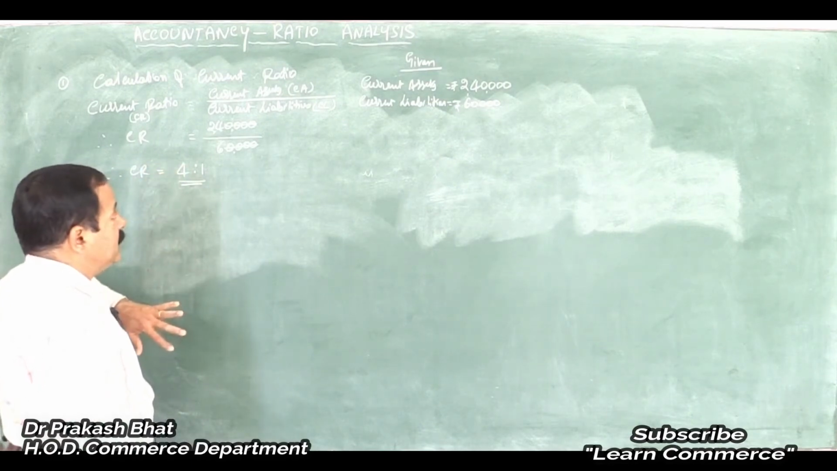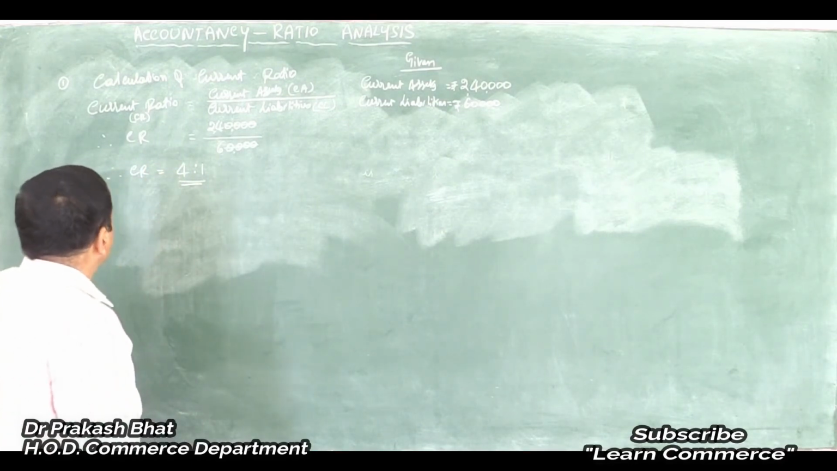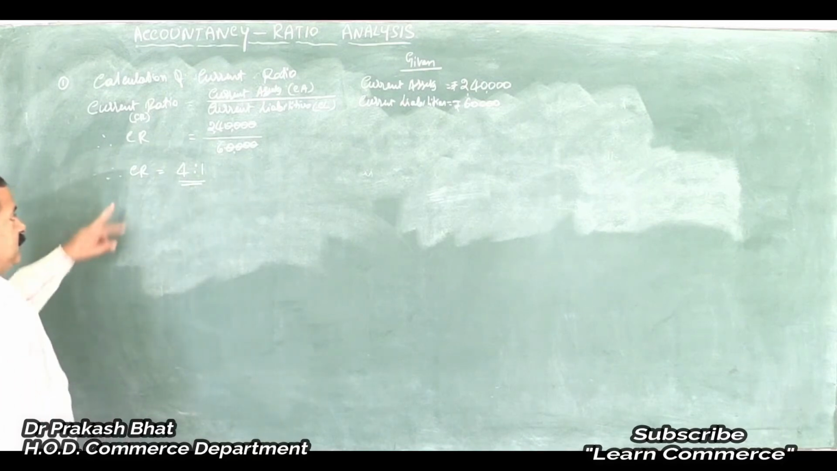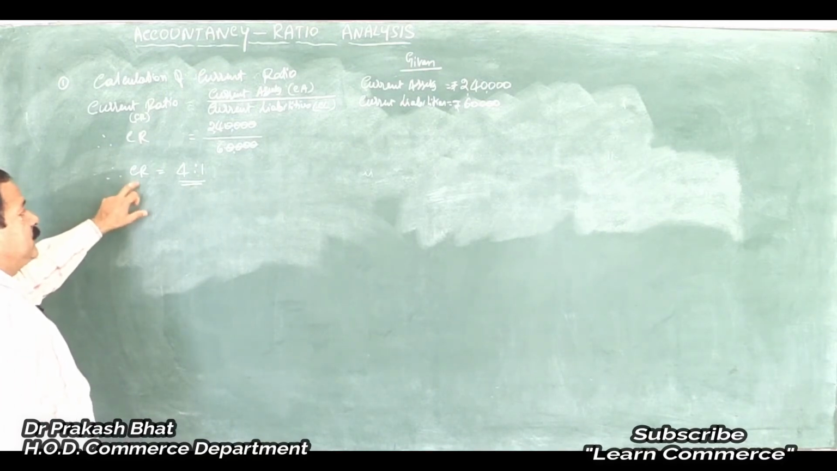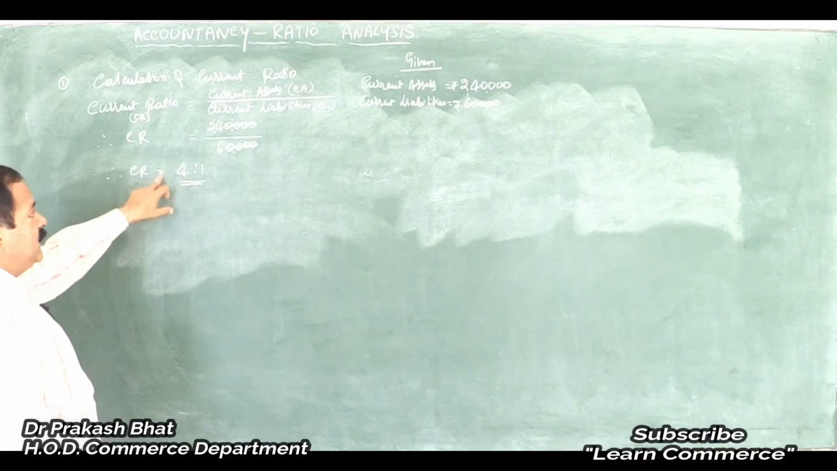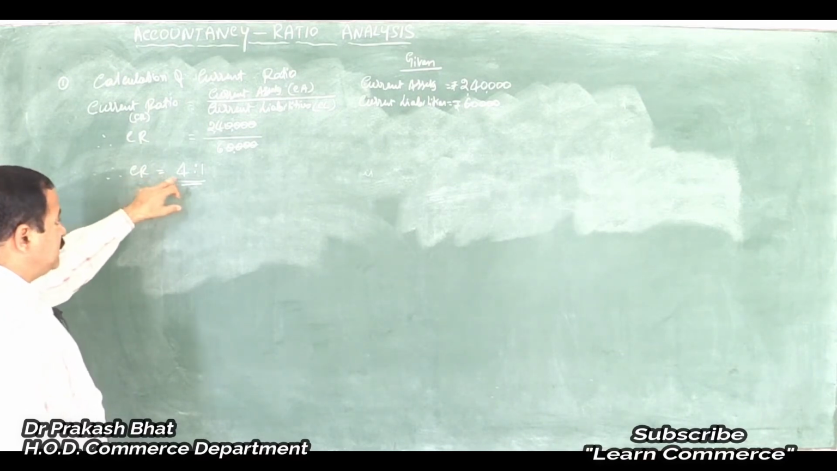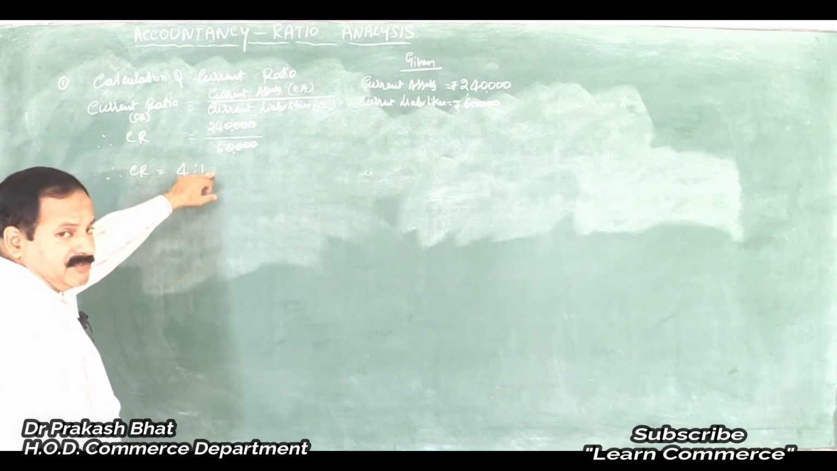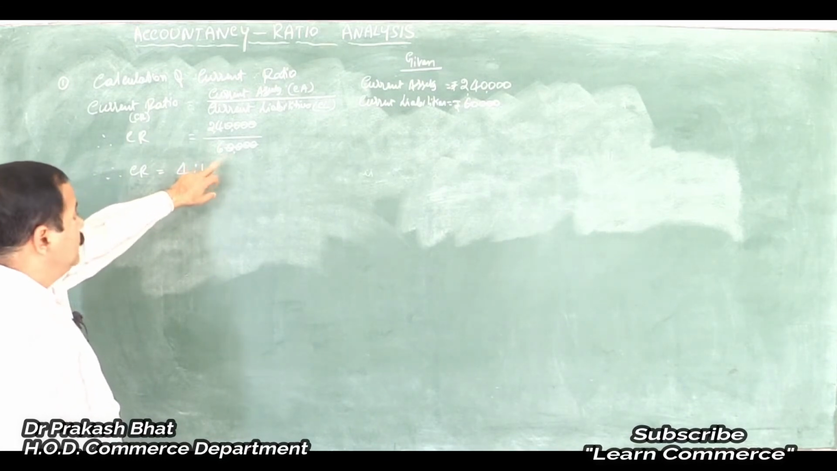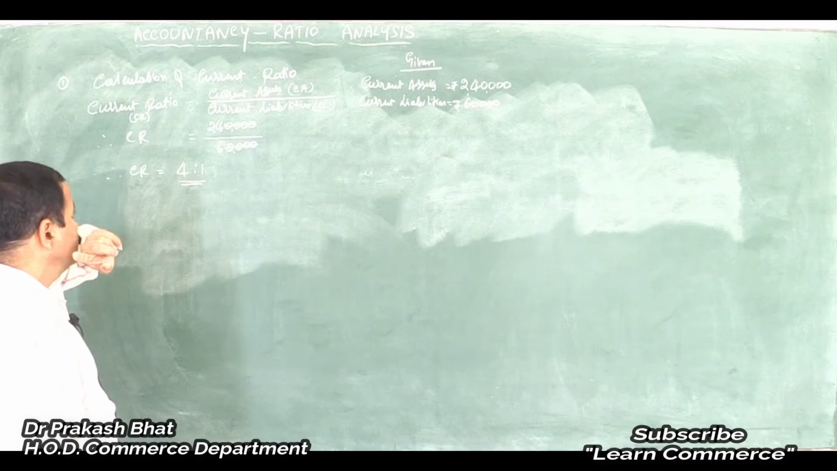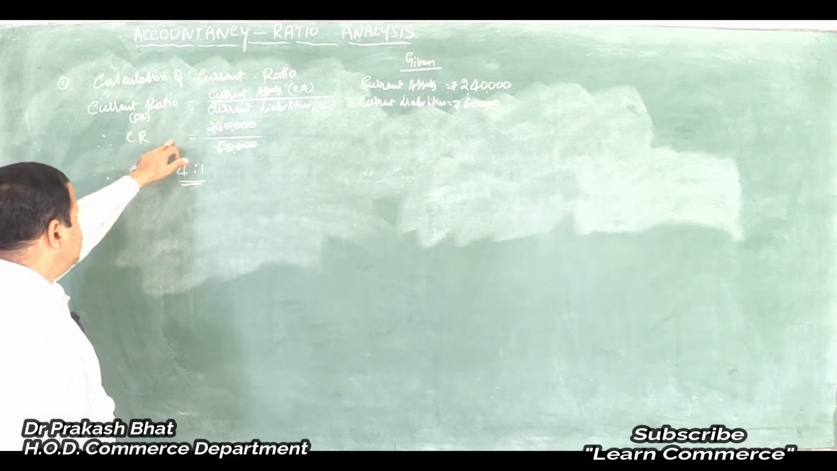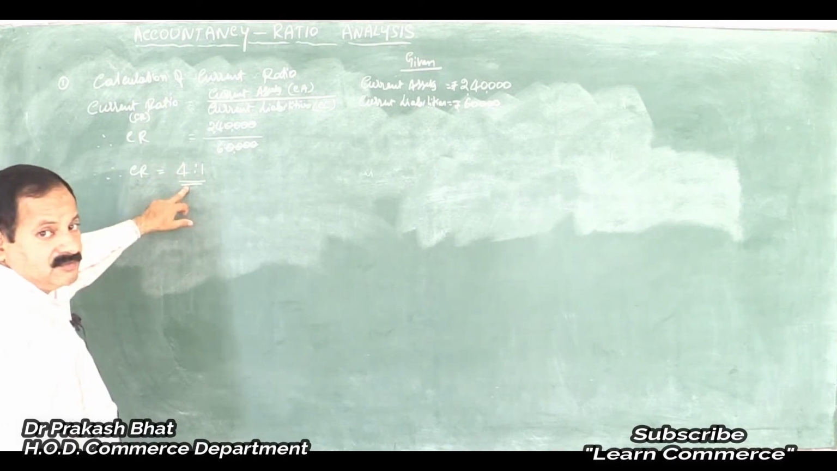So, one part is clear. Now, move on to the second one. You have to write here: therefore, current ratio is equal to 4:1. This answer should come. Clear? Therefore, current ratio is equal to 4:1. For not writing this, you will lose 1 mark. Remember. Formula 1, this one, and this one. 3 marks, like that.